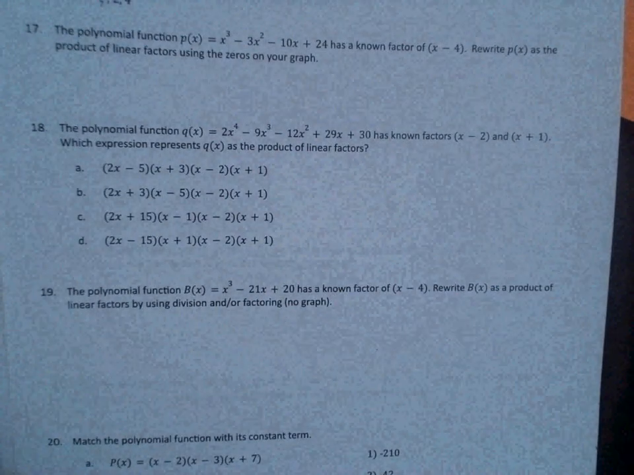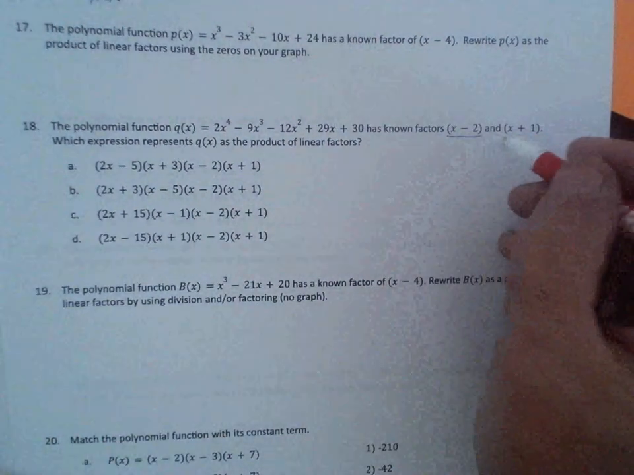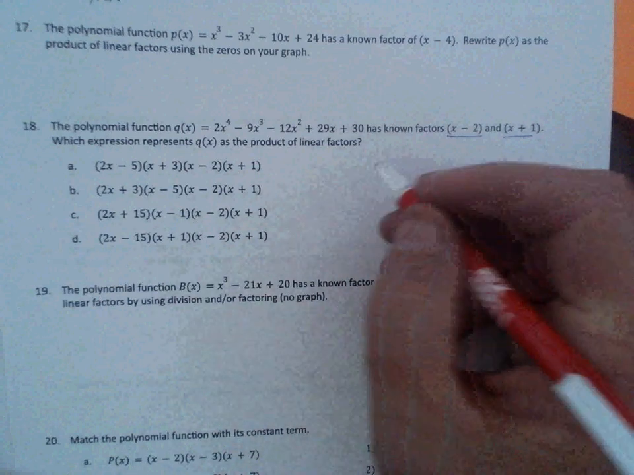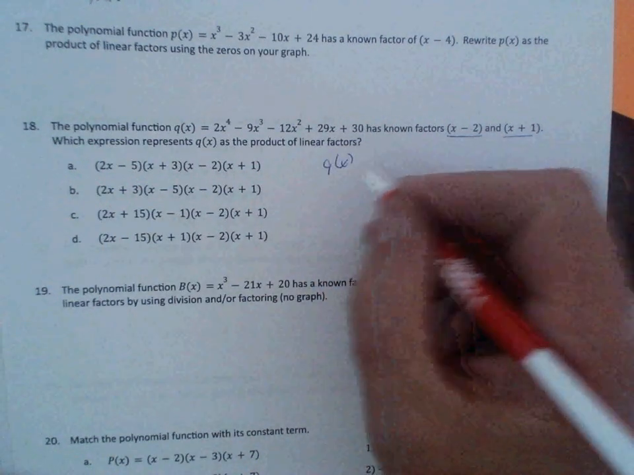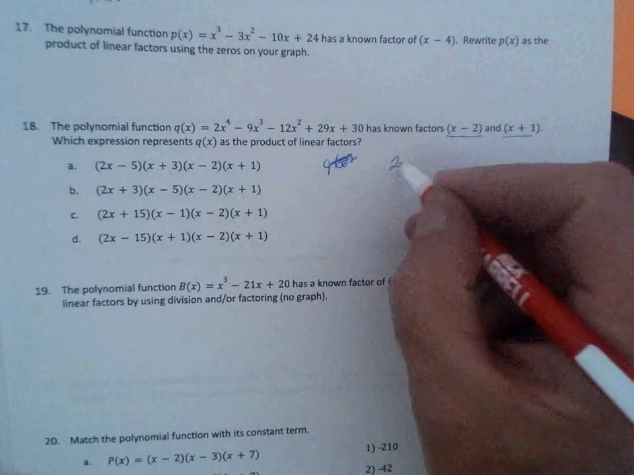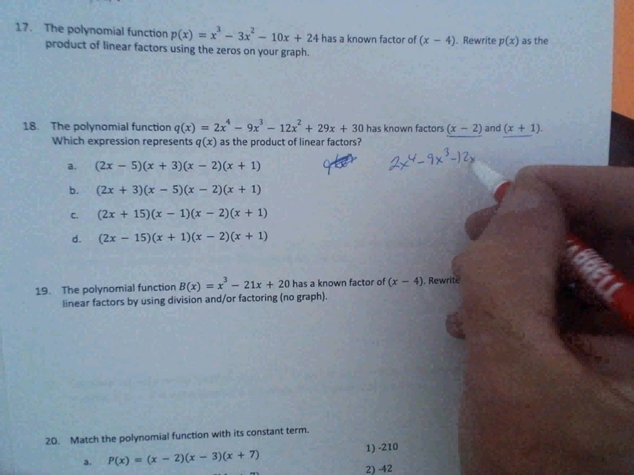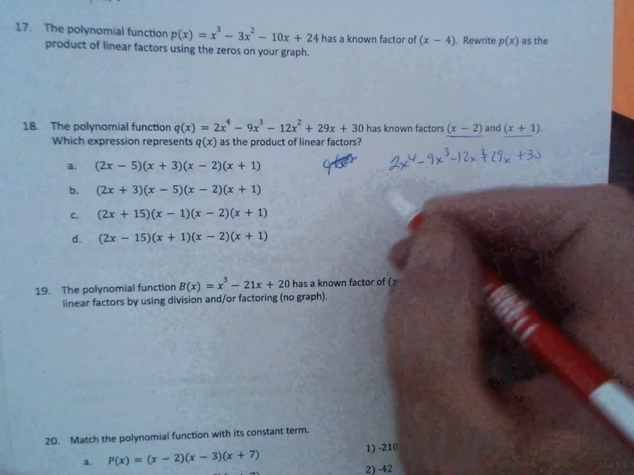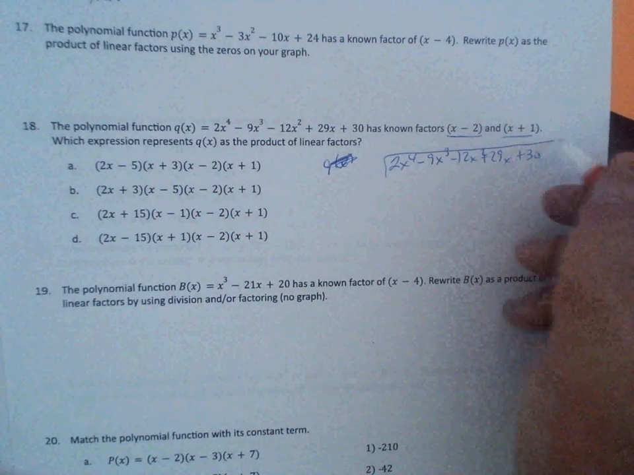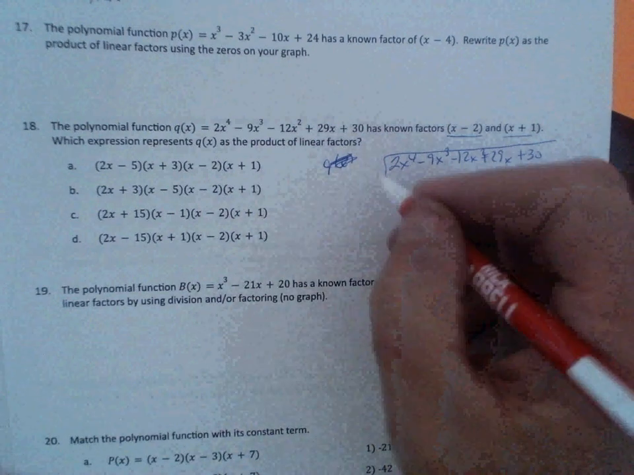All right. On this one, we're going to divide twice because they gave us two factors. Okay? And so we're looking for Q of x. Let's take this 2x to the fourth minus 9x cubed minus 12x squared plus 29x plus 30, and divide that by x minus 2.